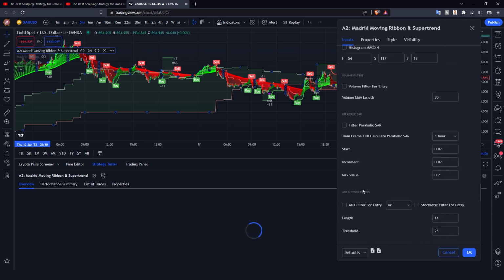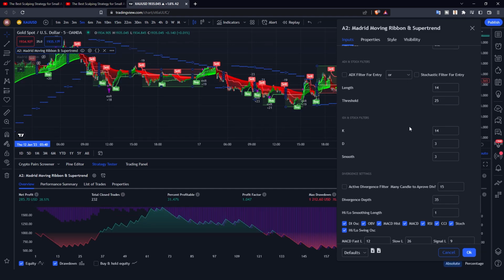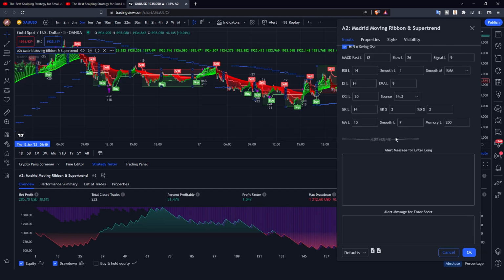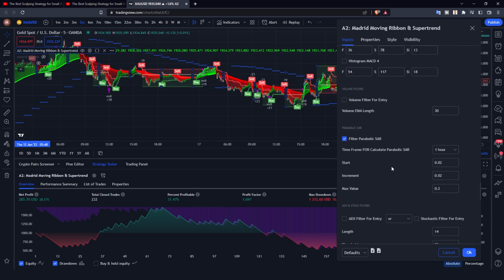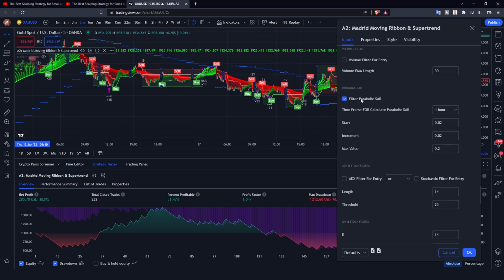This is parabolic SAR. You can also use it, the ADX filter, and also divergence filters. And this part you can use for robot and automatic trade. Whatever you choose here, you see it on the chart.